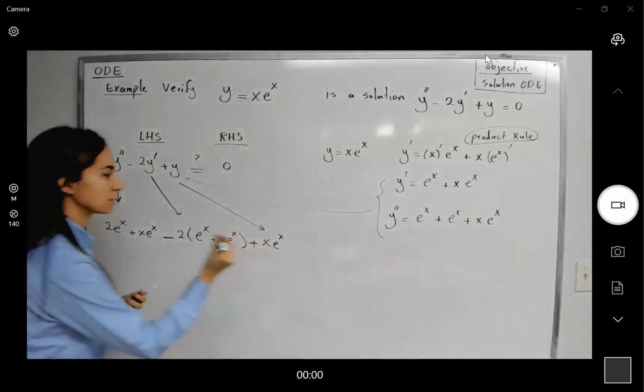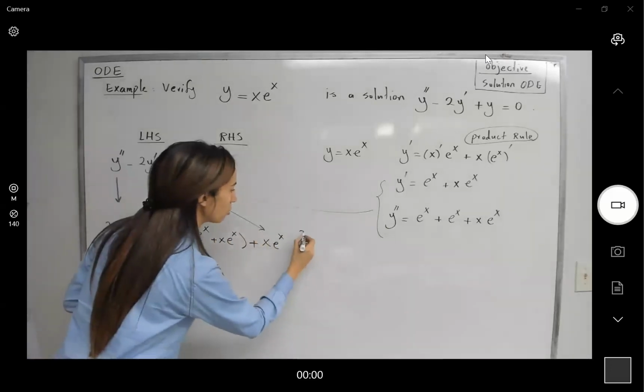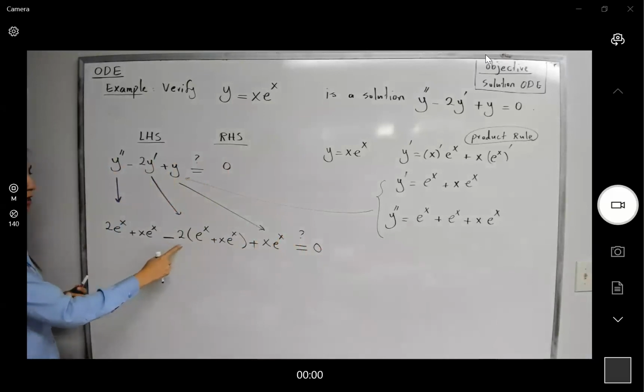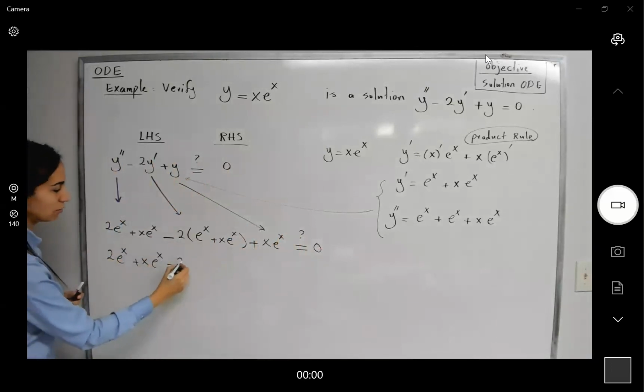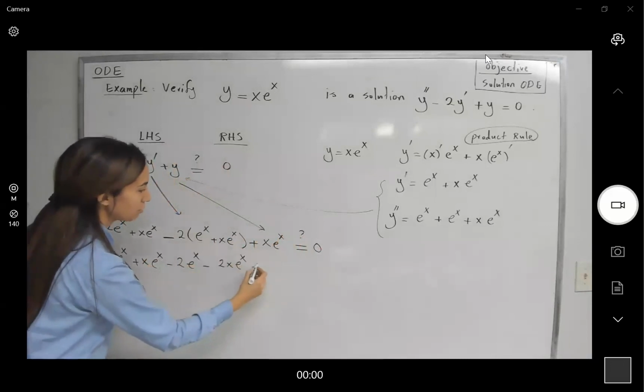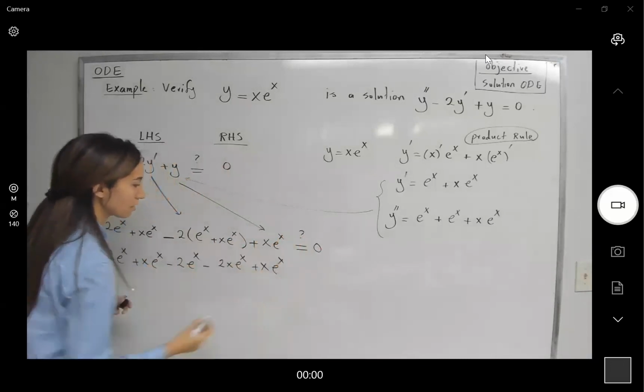So let me write this down here. Is it equal to 0 or not? That's why we put the question mark on top of it. So we're going to distribute -2 into the parentheses. We get 2 e to the x plus x e to the x minus 2 e to the x minus 2x e to the x plus x e to the x.